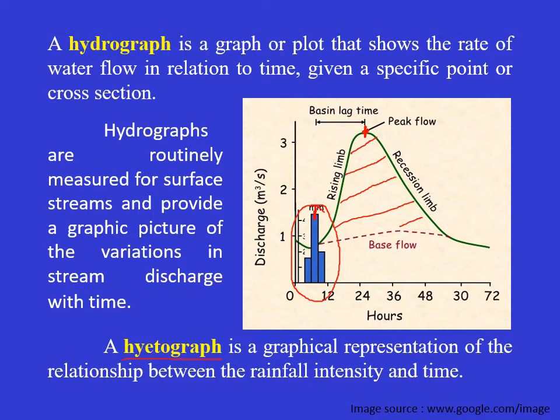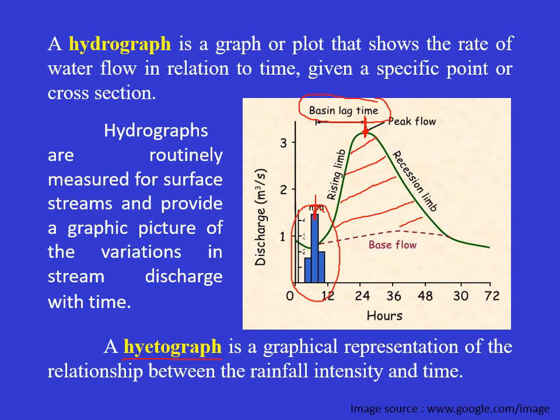So the difference between the point of maximum amount of rainfall and the point of maximum amount of flow, this time difference is known as basin lag time or simply lag time. So that is basically the time difference between the peak of rainfall, that is the peak of the cause, and the peak of the flow, that is the peak of the effect. So that is the difference between cause and effect peak values.